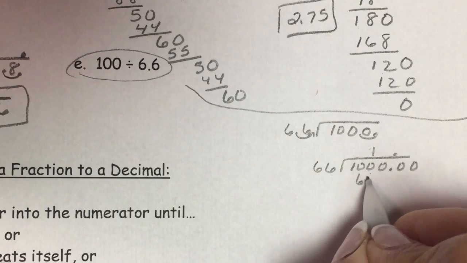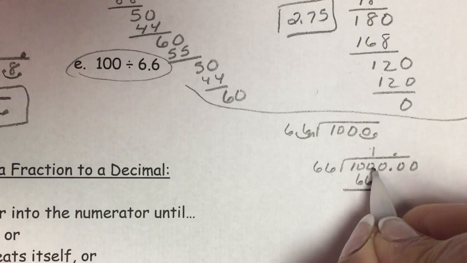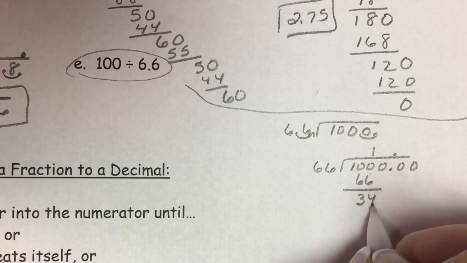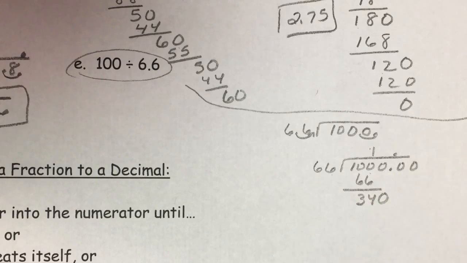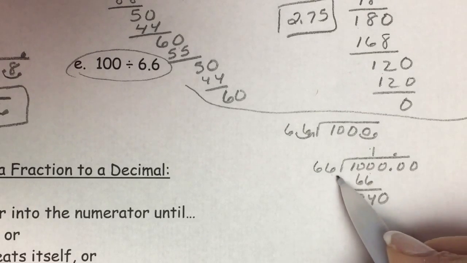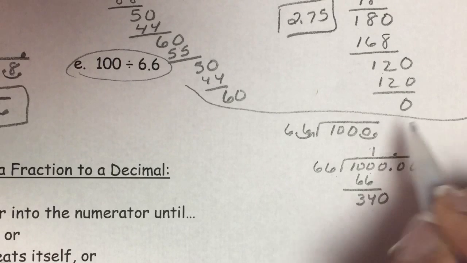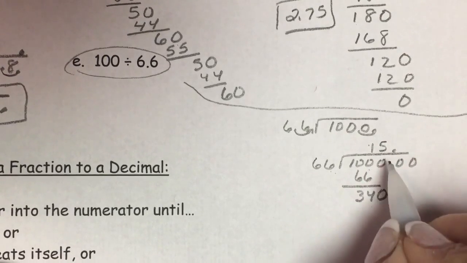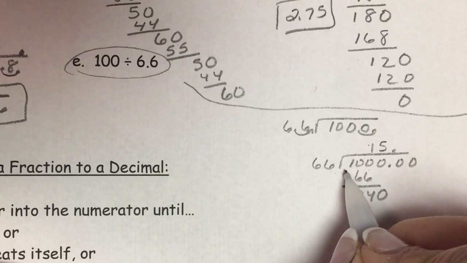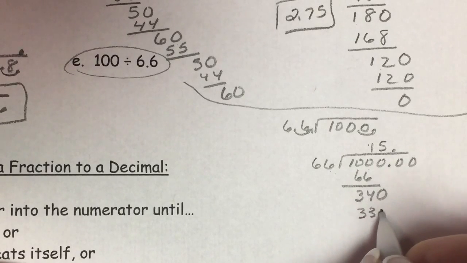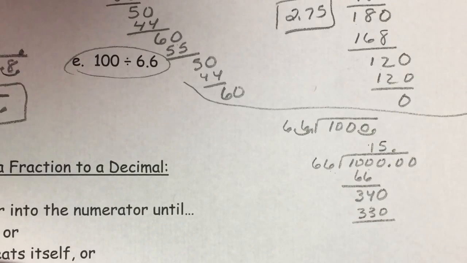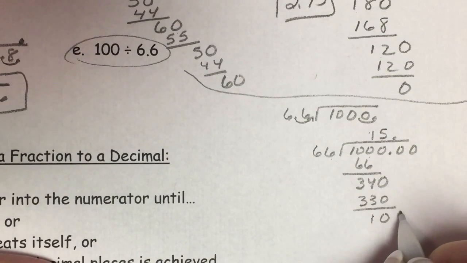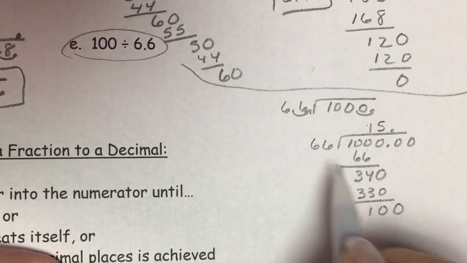1 times 66 is 66. 100 minus 66 is 34. Bring down the 0. 66 goes into 340, I believe 5 times, because 5 times 66 is 330. Subtract, I get 10. Bring down the 0.